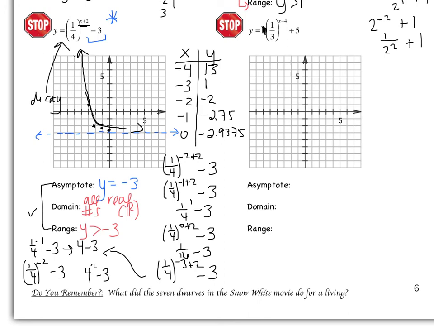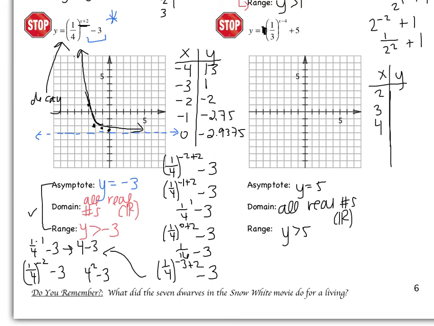Okay, let's see how we did. Our asymptote should have been y equals 5. Your domain should have been all real numbers. And your range should have been y is greater than 5. Looking to our table, your table should have started at 4. If I substitute in 4, I get 6. If I substitute in 5, I get 5 1/3. And if I substitute in 6, I get 5 1/9.